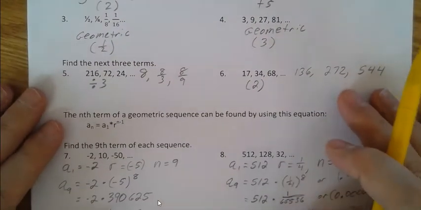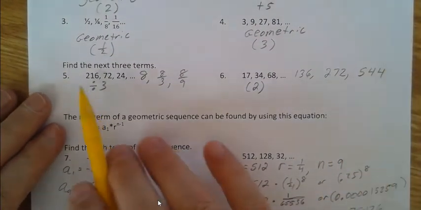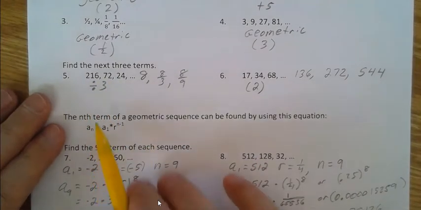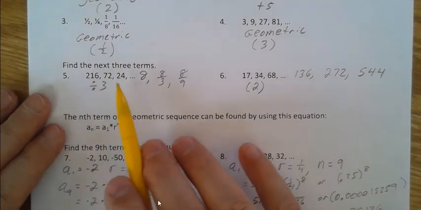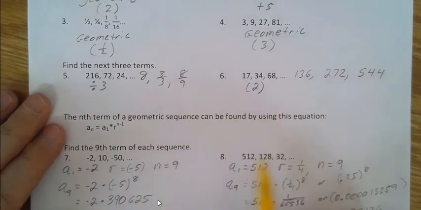5, find the next 3 numbers. So you have to figure out the pattern and then the next 3 numbers. So we're dividing by 3. So when you continue dividing by 3, that's what you get.